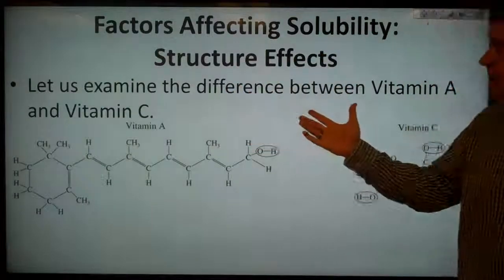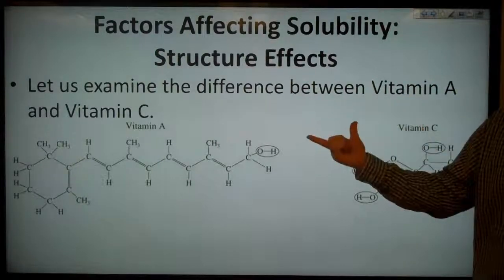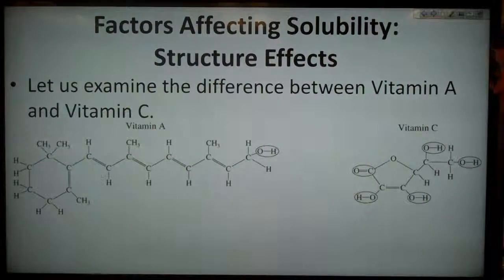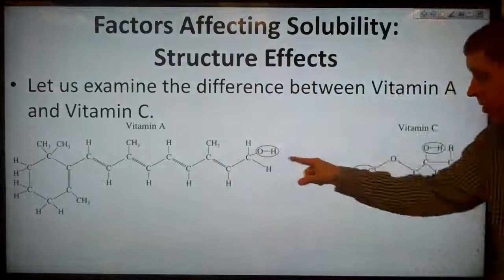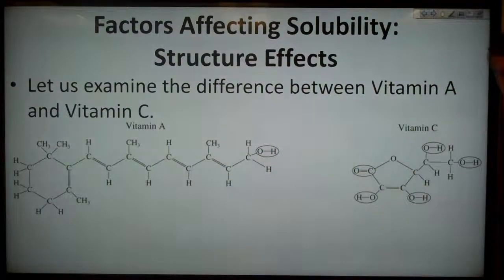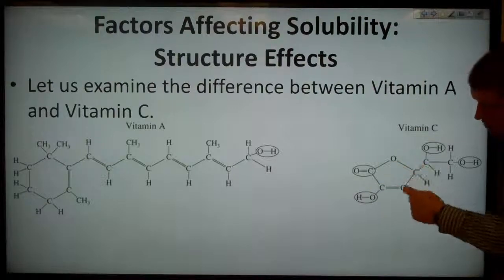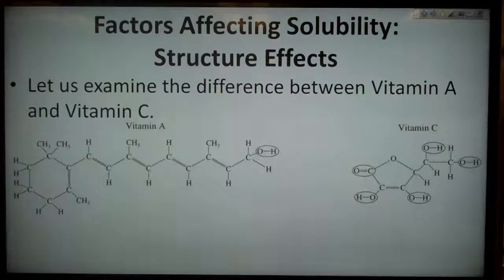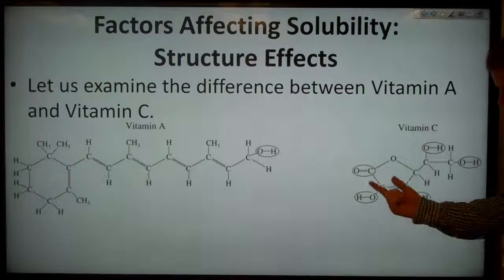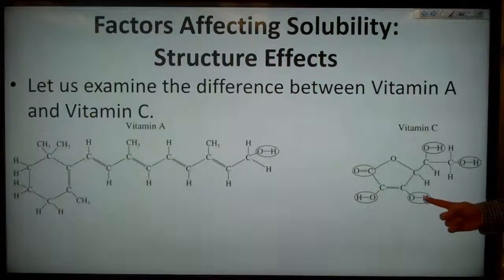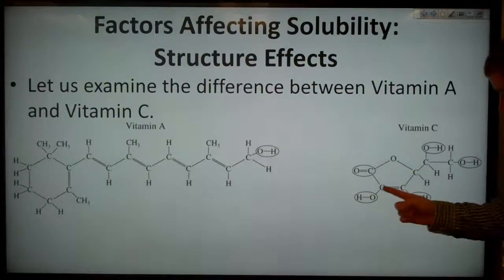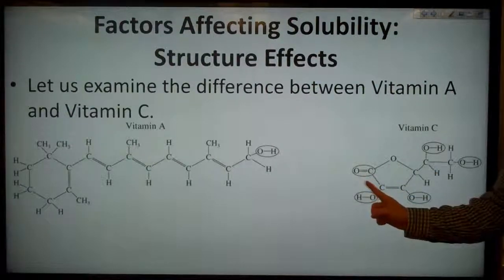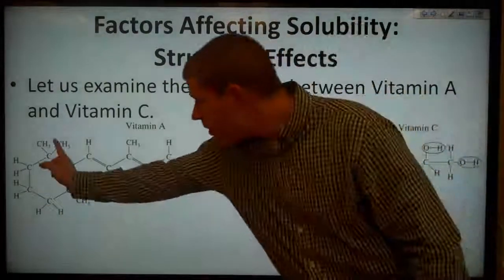So, let's examine the difference between vitamin A and vitamin C. Vitamin A is over here, and vitamin C is over here. In both cases, we've got this ring structure with some tail with a hydroxide on the end. Here we have the same sort of structure, the ring structure with a much shorter tail, the hydroxide on the end. But again, notice in this case, attached to the ring, we've got some more OH groups, hydroxyl groups, and we've got this carbon-oxygen double bond here that we didn't have over there.